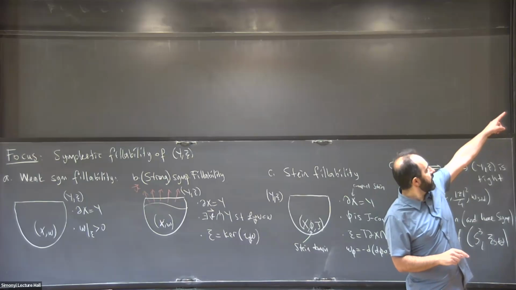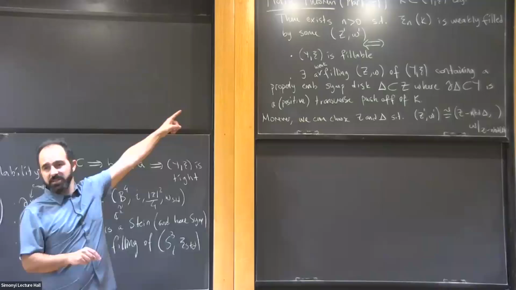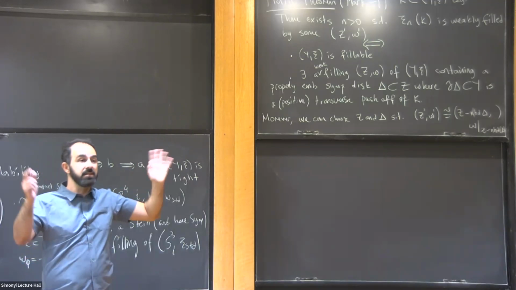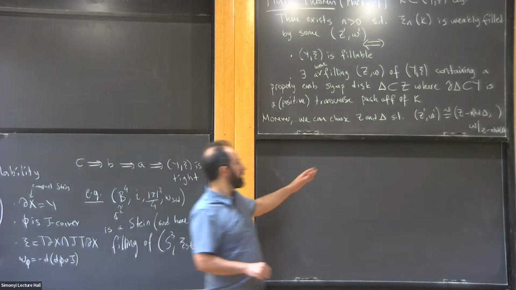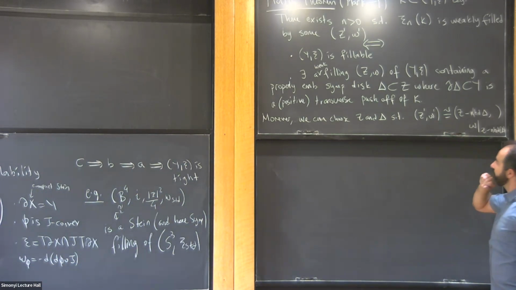And finally, you might have realized that I'm really not being very specific with the surgery coefficient. I'm saying there is some integer n. What is it? So I would like to also give you some lower and upper bounds for that surgery coefficient. We'll be able to say a lot.